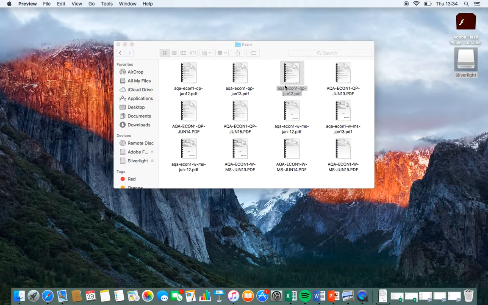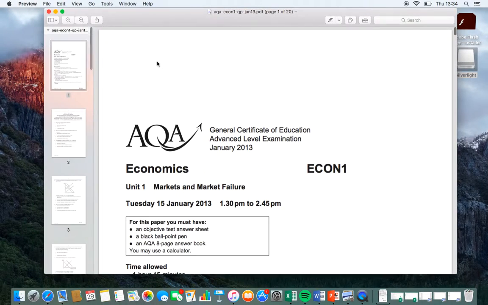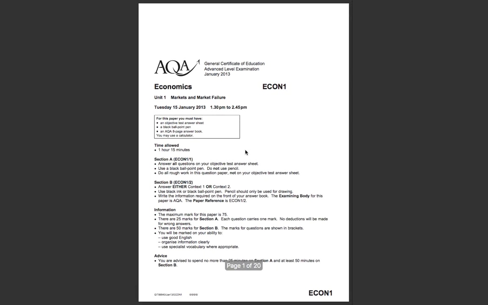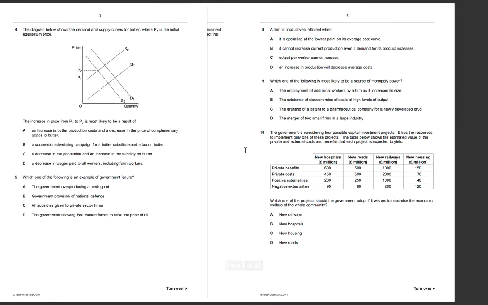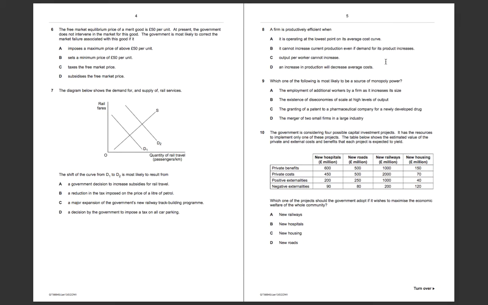Right, let's go on to January 2013. And we'll go to question 8. A firm is productively efficient when? Okay, great. I'm glad we've stumbled across this question, because we've explained productive efficiency within an economy being when output is maximised with all of the available resources. Also rephrased as one more good can only be produced if less of a second good is produced.